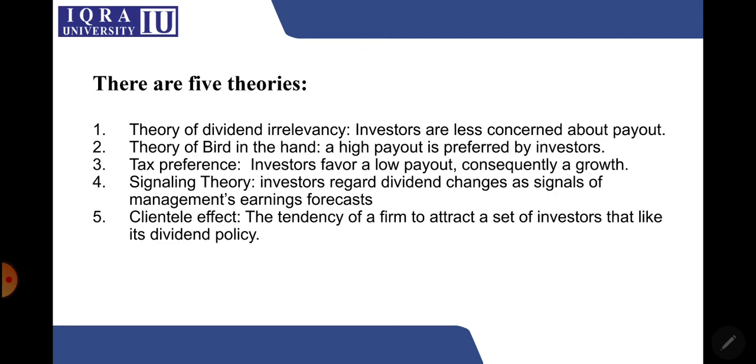Now there are 5 theories that will explain how different payout ratios will have an impact on the stock price and how investors prefer dividend or capital gain. So we have the theory of dividend irrelevancy, which says investors are less concerned about payout than the theory of bird in the hand. A high payout is preferred by investors. Tax preference theory says that investors favor a low payout, consequently a growth. Signaling theory says investors regard dividend changes as signals of management's earning forecast, and clientele effect says the tendency of a firm to attract a set of investors that like its dividend policy. So we're going to go into each one of these theories.